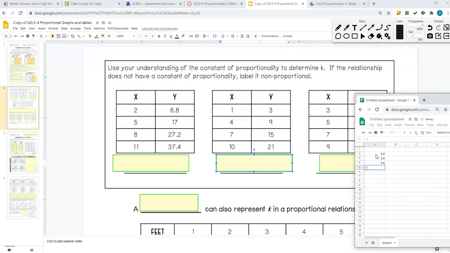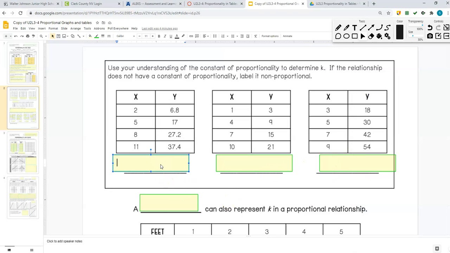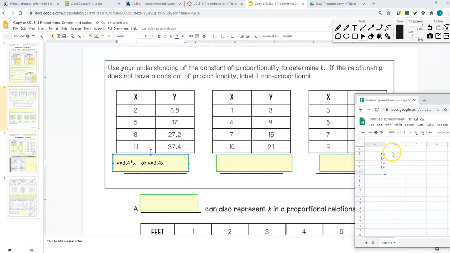And then 37.4 divided by 11. So we look at this, we see we get 3.4 every time. Therefore, it is proportional, and we can say y equals 3.4 times x. And remember that we do not need the multiplication symbol in there, so we could just write y equals 3.4x. Let's go ahead and take a look at our next one.